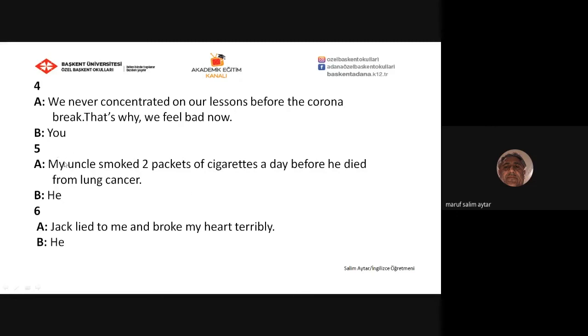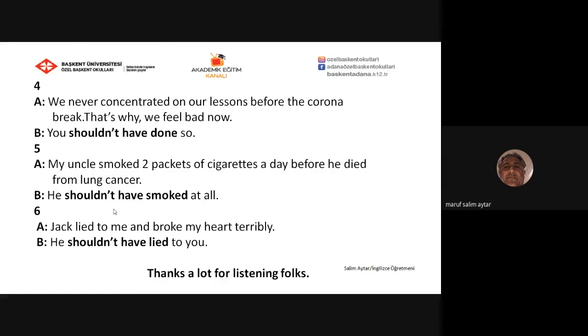In the fifth, your friend says to you, my uncle smoked 2 packets of cigarettes a day before he died from lung cancer. What was necessary for your friend's uncle not to do? You can easily say it here. And the sixth one says, Jack lied to me and broke my heart terribly. What was necessary for Jack to do, actually, or not to do? Let's have a look at the key.